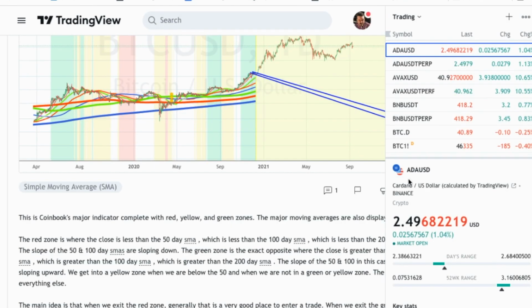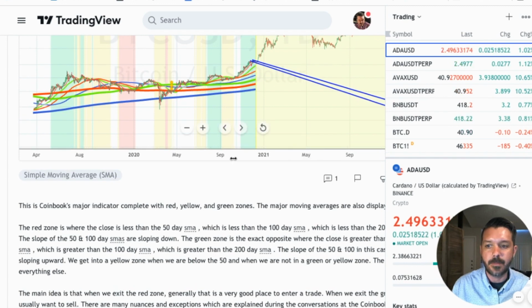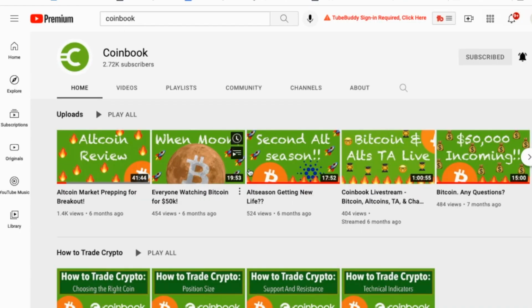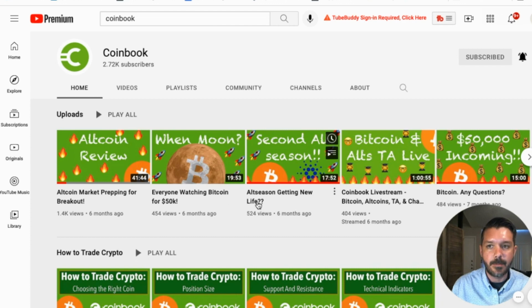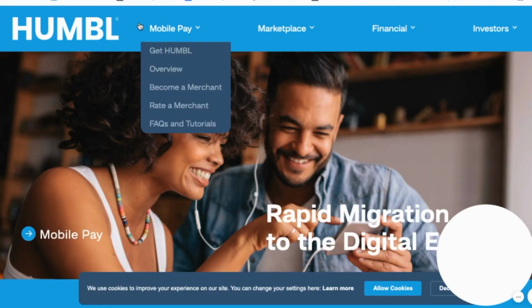So I'm just going to read kind of from the official text. This was an indicator that was created by CoinBook. I think the guy that wrote it, his name is Calvin Waite, and he used to run this project called CoinBook, which was a series of YouTube channels that taught people how to trade the markets. And here's some of them. Those videos are still up, but I believe his algorithms that he was using to teach people how to trade were acquired, if I understand the story correctly, by HumblePay.